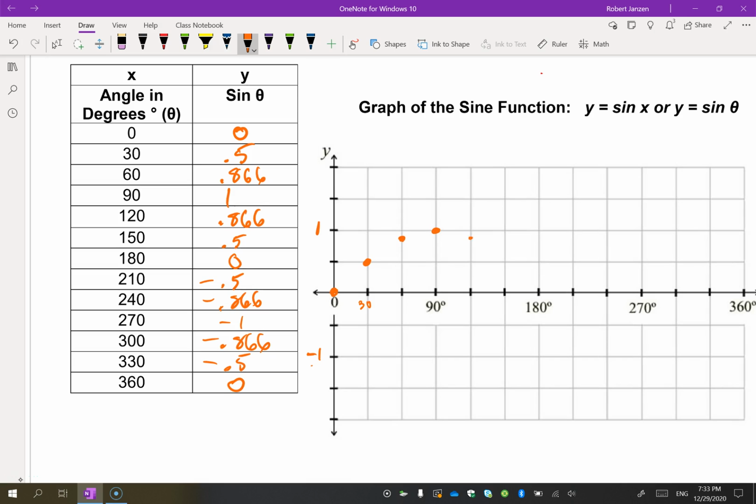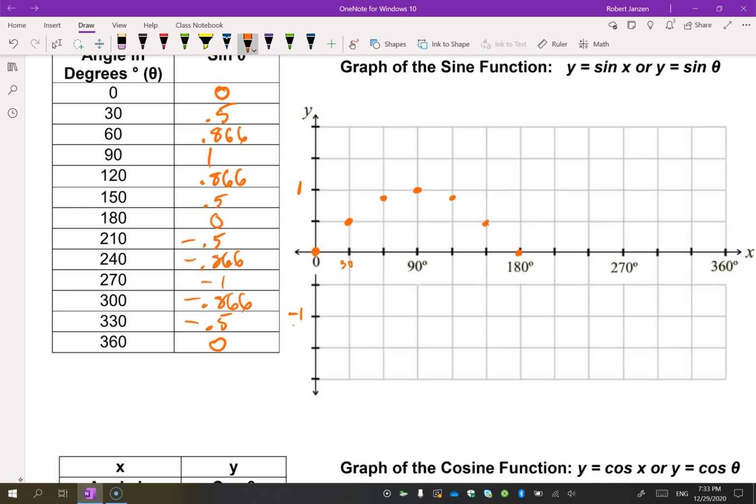And I'm going to continue plotting this. And you're going to see it makes a pretty interesting curve. So this is negative 0.5, negative 0.866, negative 1. And we get this curve that looks like this. Okay. Now we did this one by hand. You could have also graphed this using the calculator.